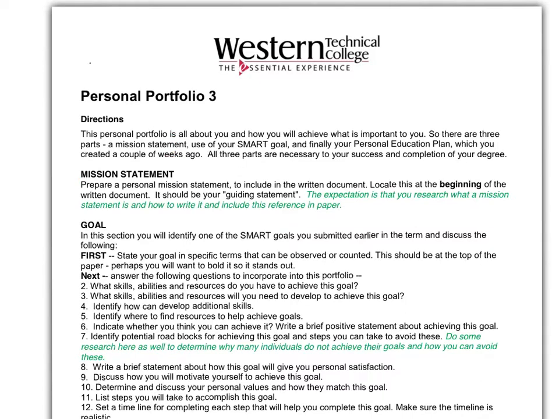The other place that I was looking for you to do some research is down here again in green, where it says do some research here as well to determine why many individuals do not achieve their goals and how can you avoid this. So once again, there should have been at least 2 places where you had research included in your document. So be sure you always read these instructions through carefully before you start a project, and utilize this now as you put your third portfolio or your final portfolio together with all the subsections.